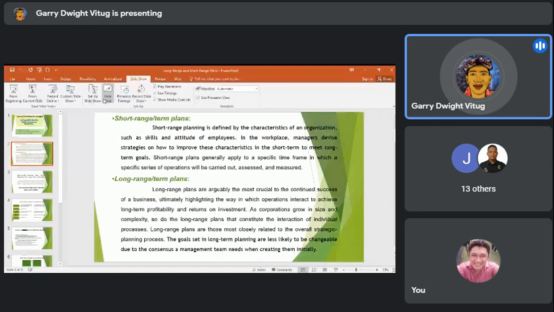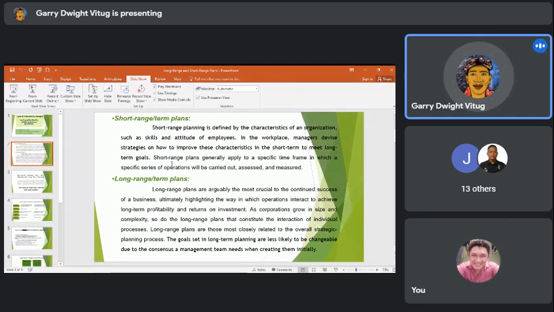Short range planning is defined by the characteristics of an organization such as skills and attitude of employees. In the workplace po, managers devise strategies on how to improve these characteristics in the short term to meet the long-term goals po. So, short-range plans po generally apply to a specific time frame in which a specific series of operations will be carried out, assessed, and measured po. And also po, short-range planning po focuses on an immediate period, especially in reference to revenue and profitability in terms of the business side of the planning po.